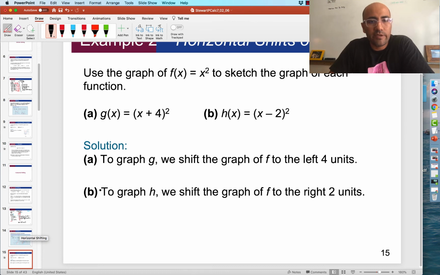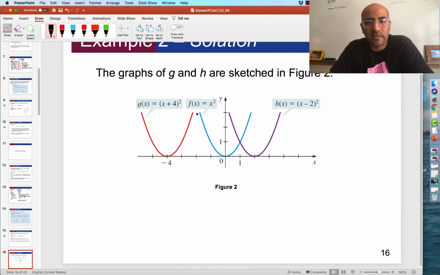So here's some more examples. Say we have our standard parabola, x squared, and then we want to consider what happens when we have x plus 4 in parentheses squared. So what does this plus 4 do? Again, it's a little counterintuitive. It goes to the left. So it's going to be the regular parabola shifted to the left by 4 units. And this one's going to be the standard parabola shifted to the right by 2 units. Good, so here's a nice image of that. Here is our standard parabola, x squared. And this one is the standard parabola shifted to the left by 4 units, whereas this one is the standard parabola shifted to the right by 2 units.